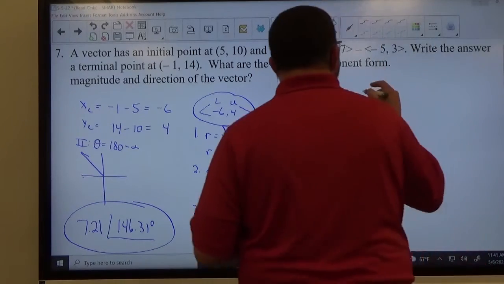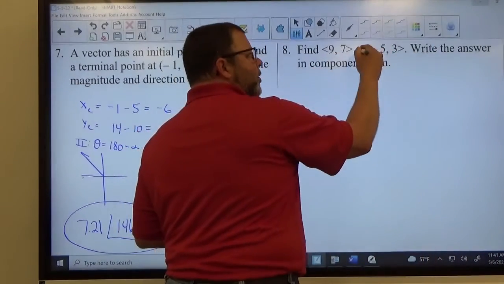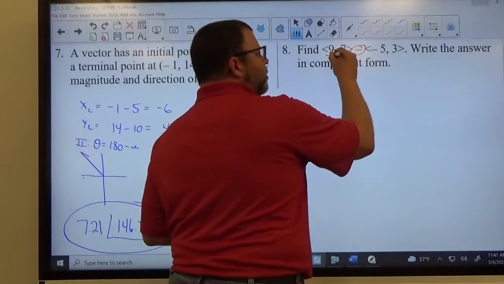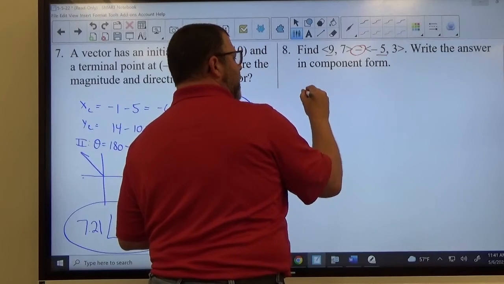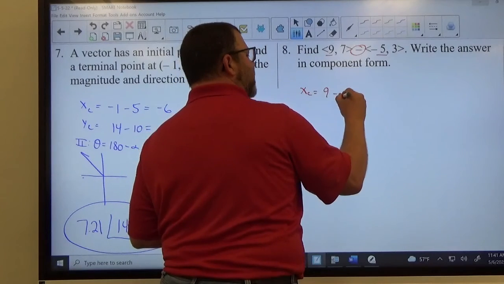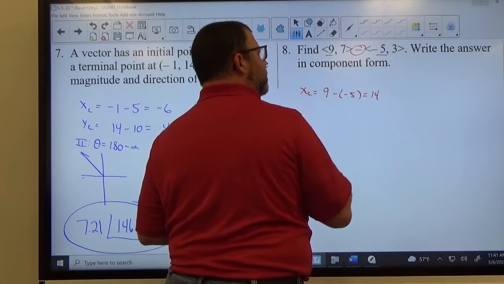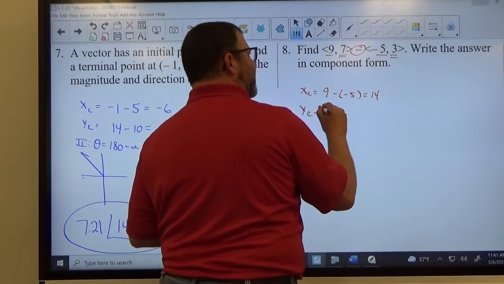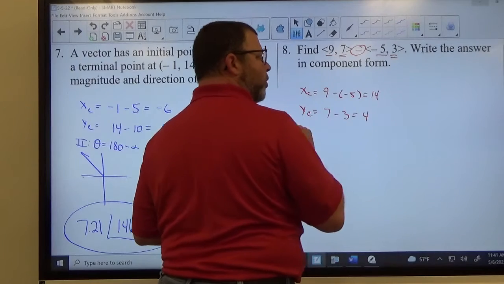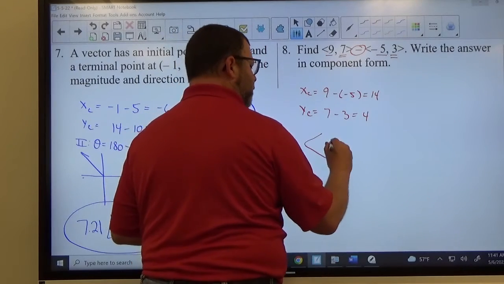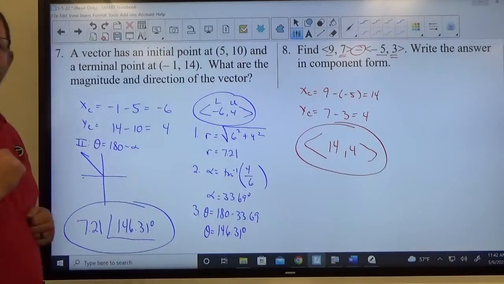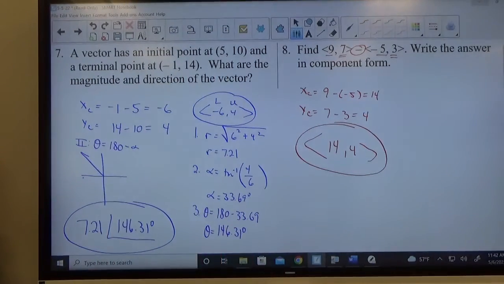So, vector 1 minus vector 2, they're both in component form. I simply take x component minus x component. So the x component of my answer is going to be 9 minus negative 5, which is 14. Then y component minus y component: 7 minus 3, which equals positive 4. So the answer in component form is 14 comma 4, the end. That's all number 8 is going to be.